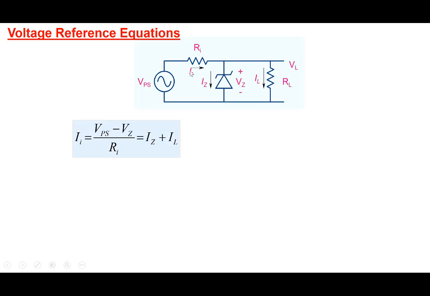So if we look at this particular current here, the current that is flowing through this input resistance, this is equal to VPS minus VZ. So this value is VZ here. So VPS minus VZ by RI. That's the current that is flowing here. And this current is equal to the Zener current plus the load current, IZ plus IL. So that's the fundamental equation. The current that is coming in from the source divides between the Zener diode and the load here. We can rewrite this equation in this form: IZ equals VPS minus VZ by RI, minus IL.